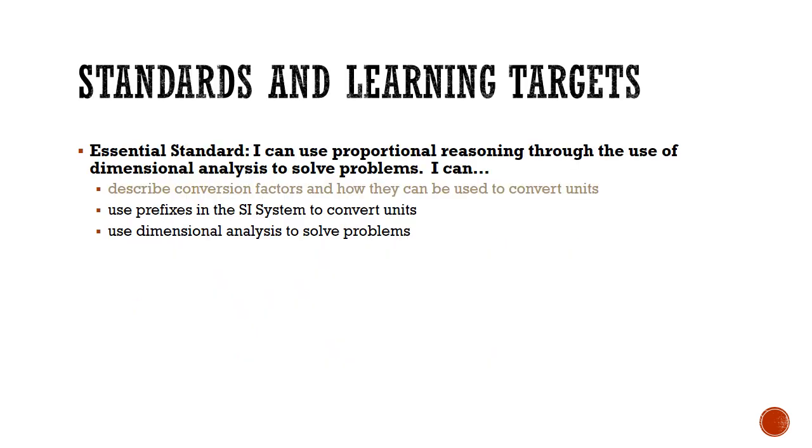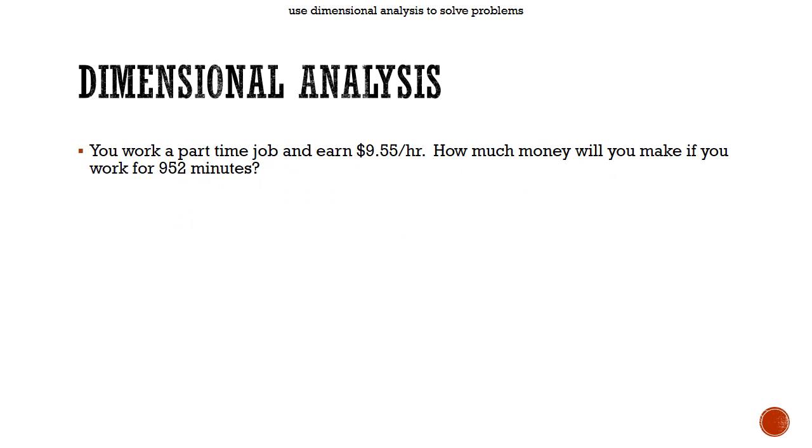So taking a look here at our standards and learning targets, we have described conversion factors and how they can be used to convert units. As I mentioned previously, we're going to skip over that second learning target there. We'll hit that one up in the next video. We're just going to look at some more examples here of how we use dimensional analysis to solve problems. So jumping right into a problem here, we'll just work through this one together. You work a part-time job and earn $9.55 per hour. How much money will you make if you work for 952 minutes?